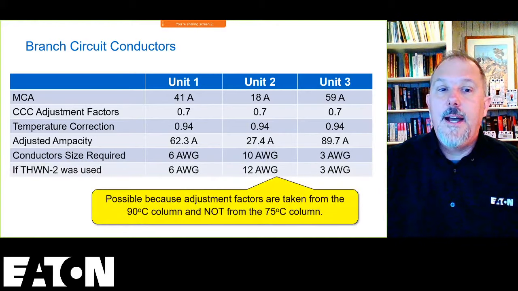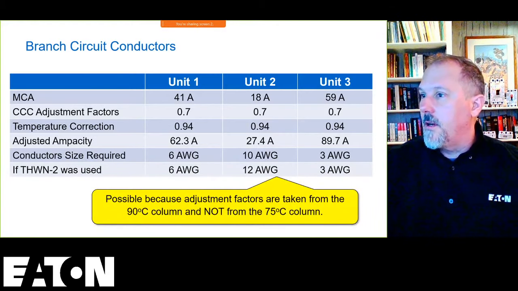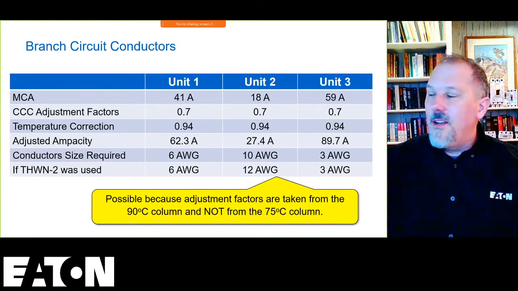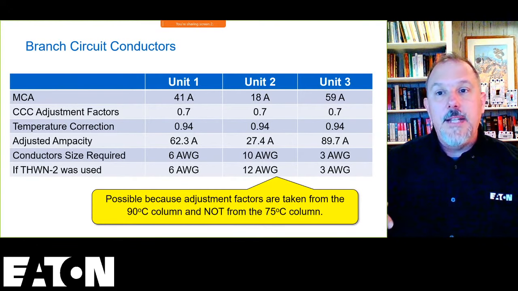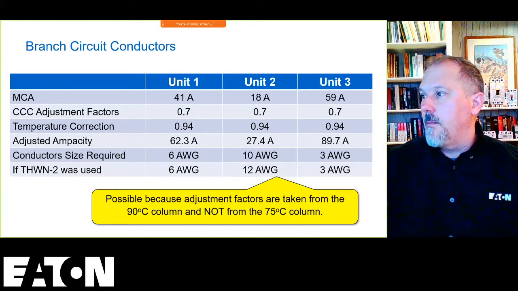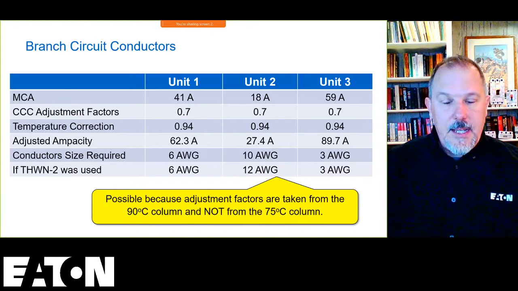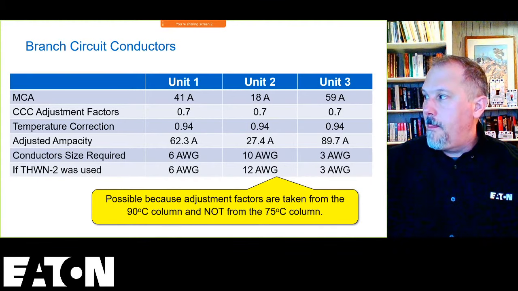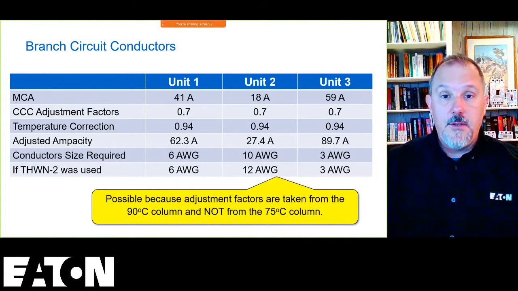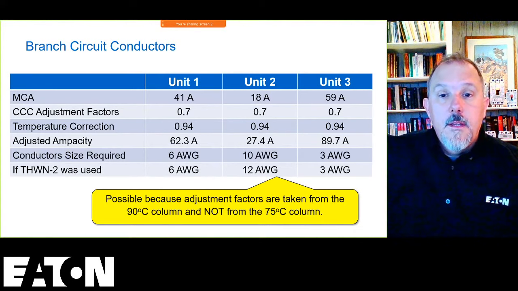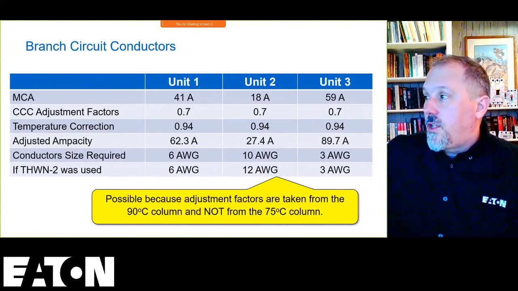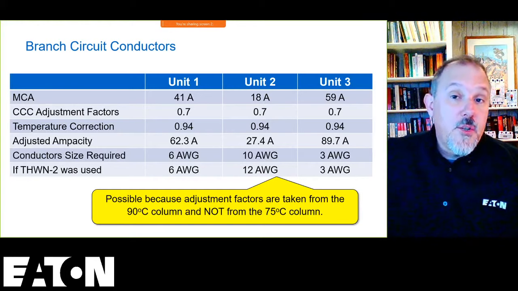All right, so now I did do the math with regard to using a THWN-2. And only in one case did it let me go down, and that's where I came up with the number 12. For unit 1 and 3, even using the 90 degree C column, I did not get a different number for the other two based upon the factors that I used. So unit 2, I was able to go from a 10 to a 12.